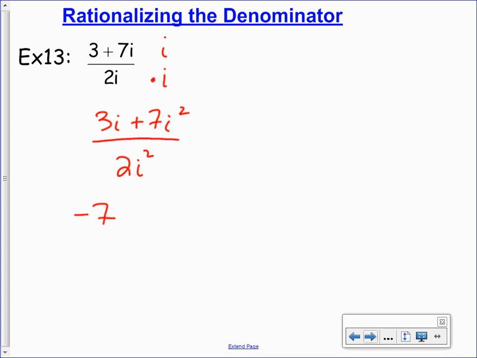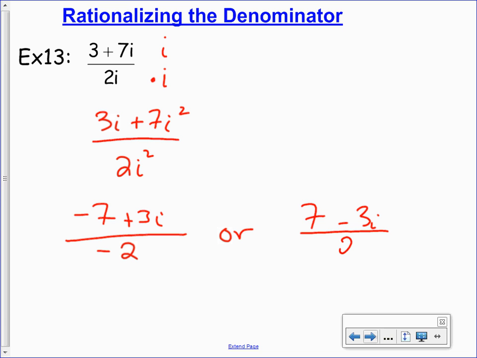Negative 7, so would you have to do negative 2? Not necessarily. You can leave it like this, or if you don't like negatives, you can change all of the signs by dividing negative 1 from both top and bottom. So another way you can do this becomes a positive 7 minus 3i over 2. Either one I would take. All I did was take out a negative 1, GCF negative 1, from top and bottom and cancel it.